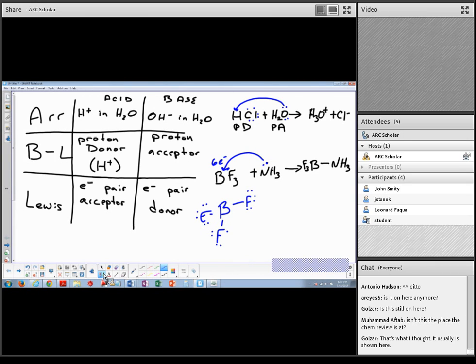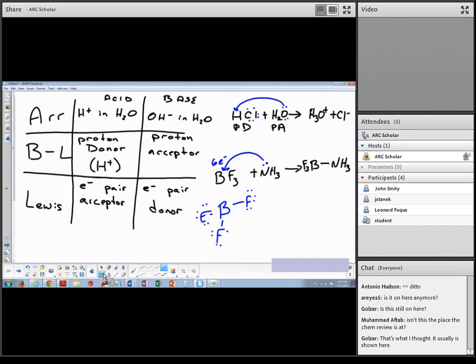Remember, in water, HCl is going to break up completely. So you're going to get H+. H+ has no electrons whatsoever, so it's going to be something that can handle more electrons really well because it has none. So that lone pair is going to come over, pick up that H+, and it's going to give you your H3O+. So this works under the Arrhenius, Brønsted-Lowry, and the Lewis definitions.